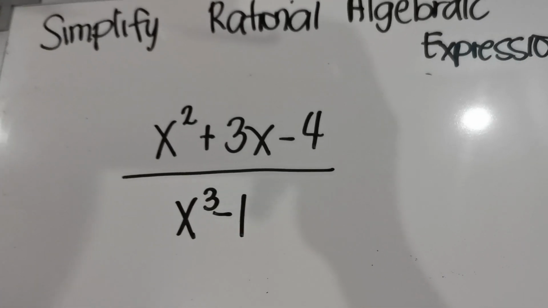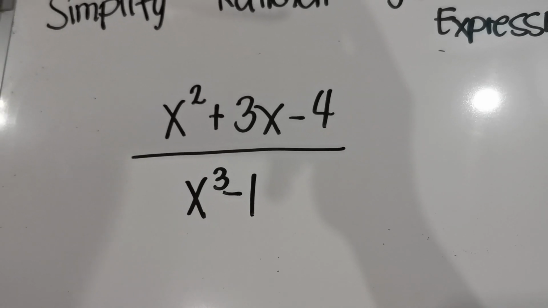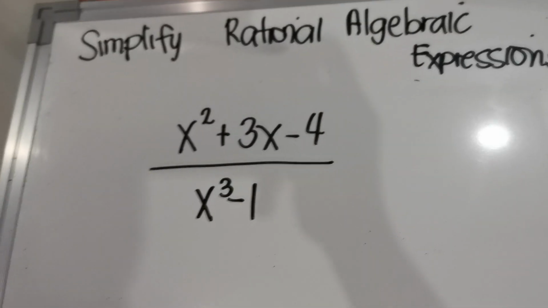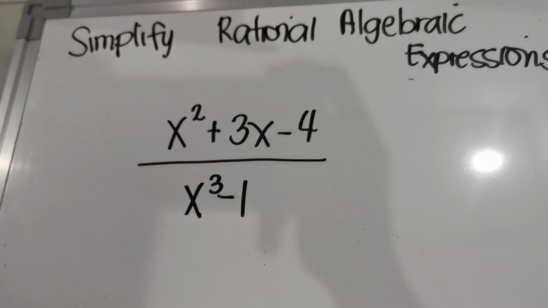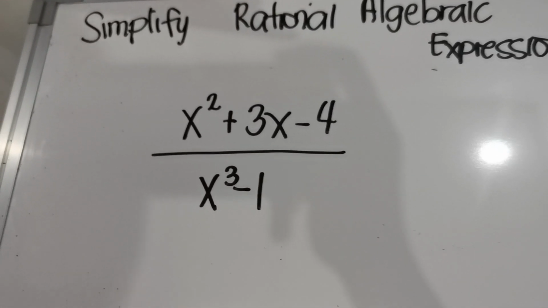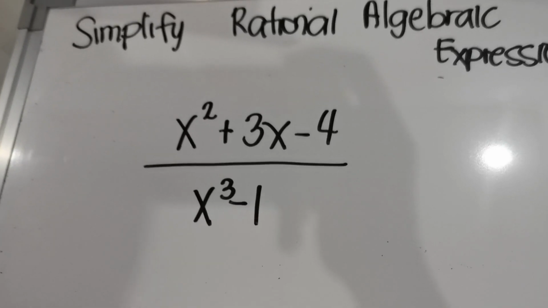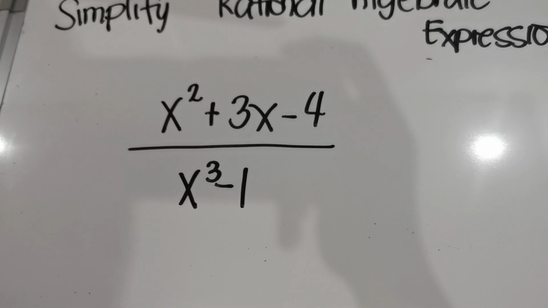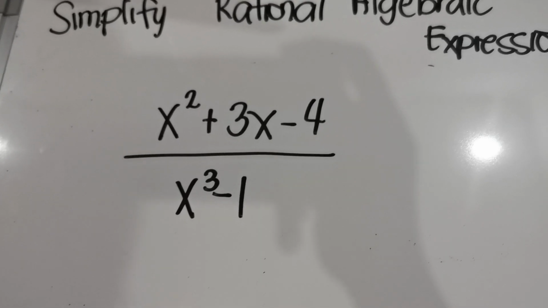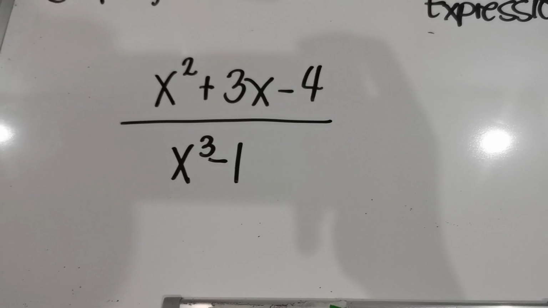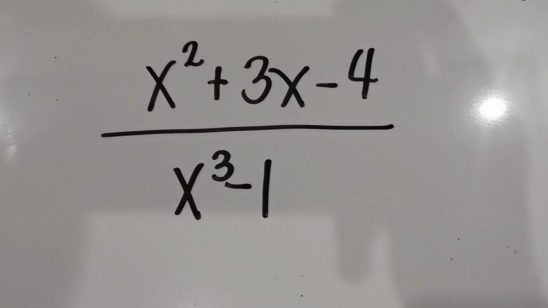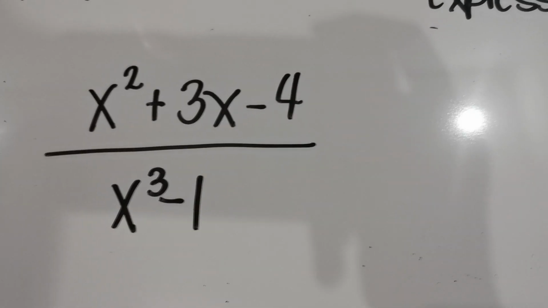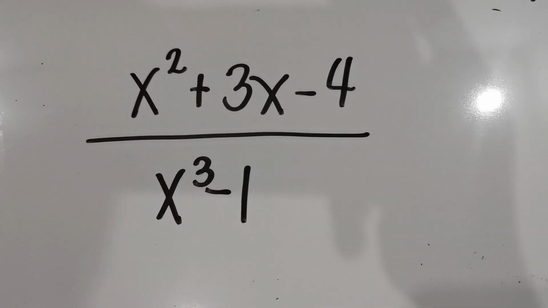Okay, so another example, lagyan natin ng konting twist. Okay, so we say we have here x squared plus 3x minus 4 all over x cubed minus 1. So in this case, mapapansin natin, both the numerator and the denominator is factorable. Yung numerator natin, so we have to do trial and error. Let's see kung may mafa-factor dyan. And then on the denominator, kung mapapansin nyo, that is the difference of 2 cubes. Okay? So let us simplify muna the numerator.